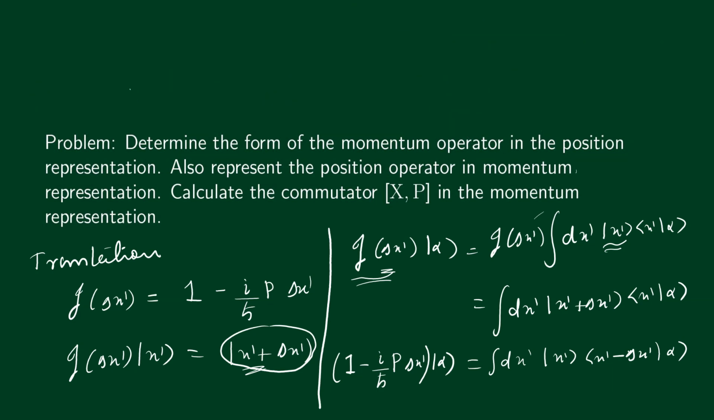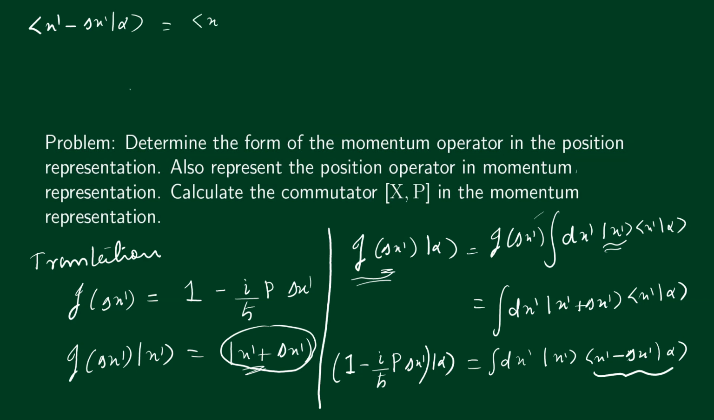What we did next is to make a Taylor expansion of this right hand side. All right, so this is some function of x prime minus delta x prime. So this thing can be written as this function, bra x prime minus delta x prime ket alpha. This is some function of x prime minus delta x prime, so we can make a Taylor expansion.